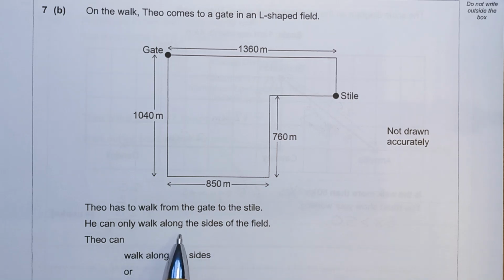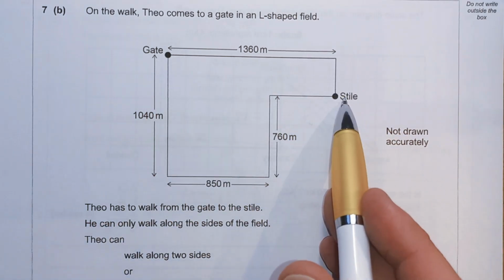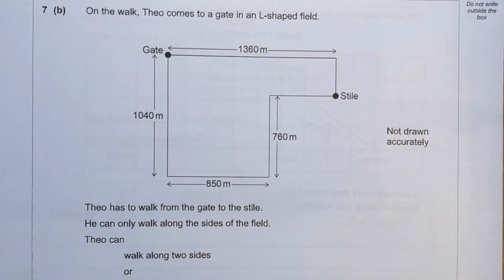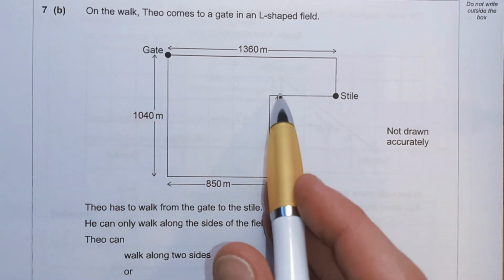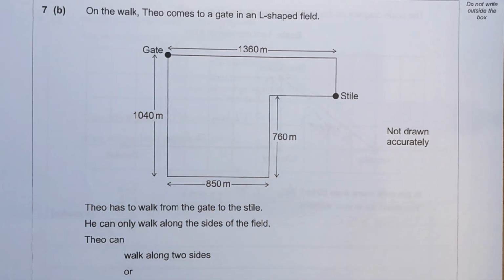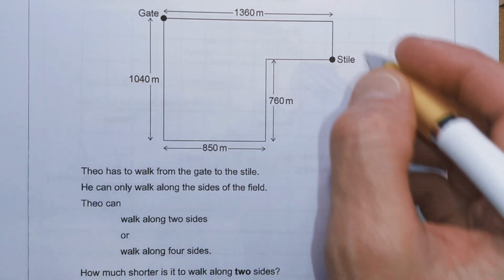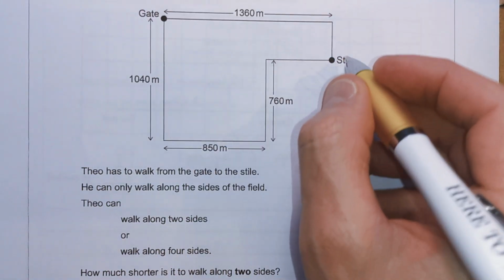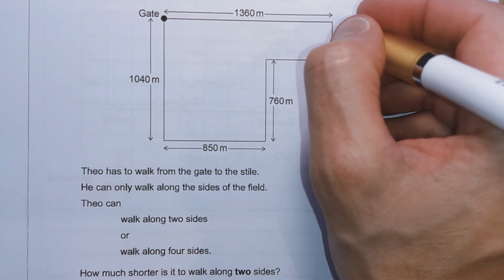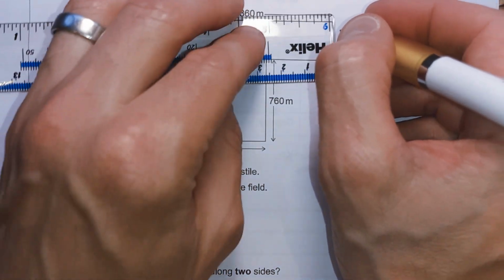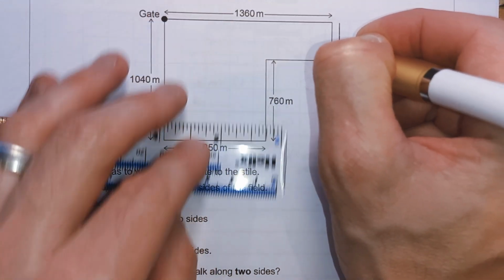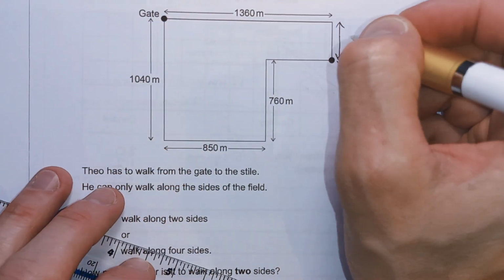He can only walk along the sides of the field. Theo can walk along two sides, so here and here, or walk along four sides. 1, 2, 3, 4. How much shorter is it to walk along two sides? So let's work out this distance first of all. So we've got the distance along the top. We want to know what this distance is.